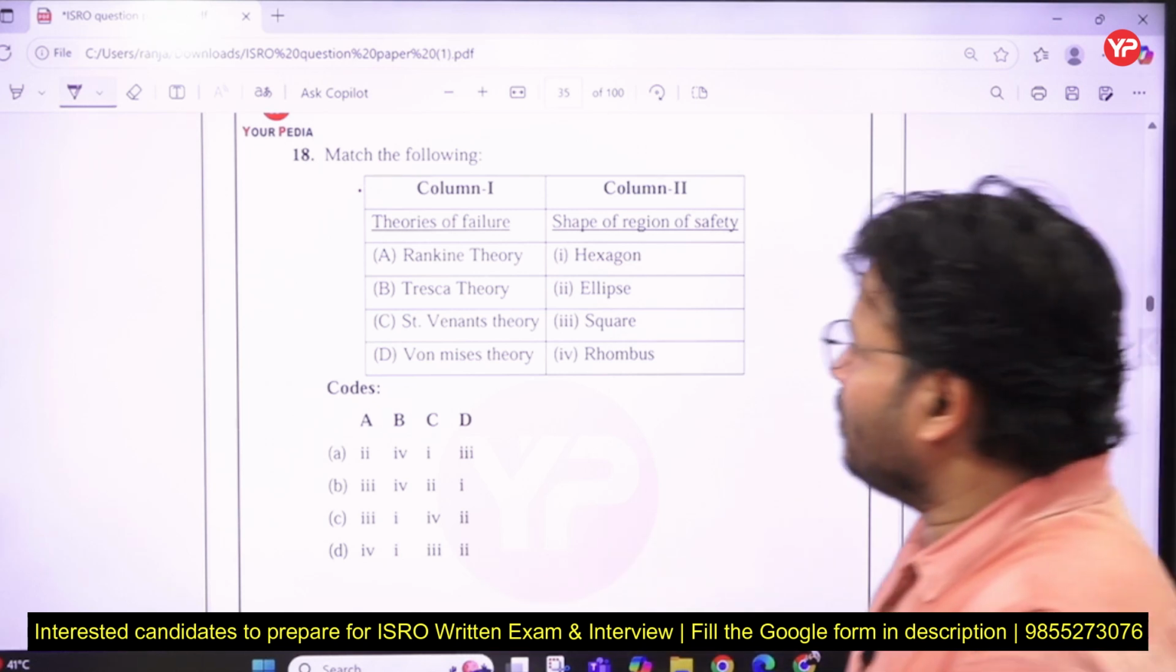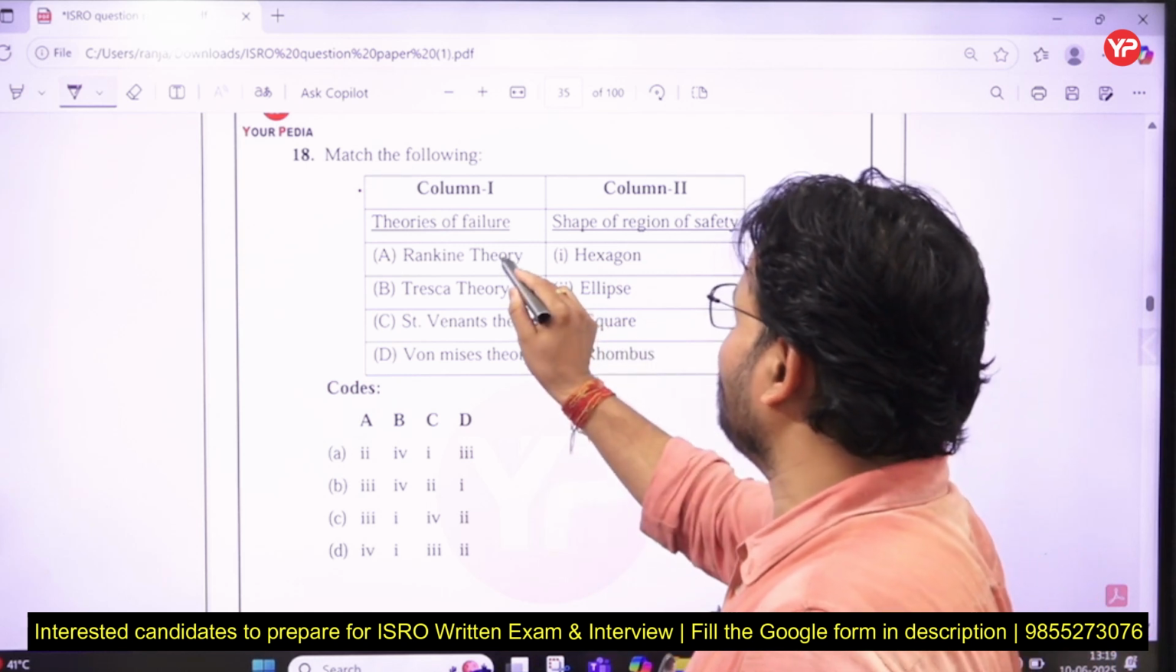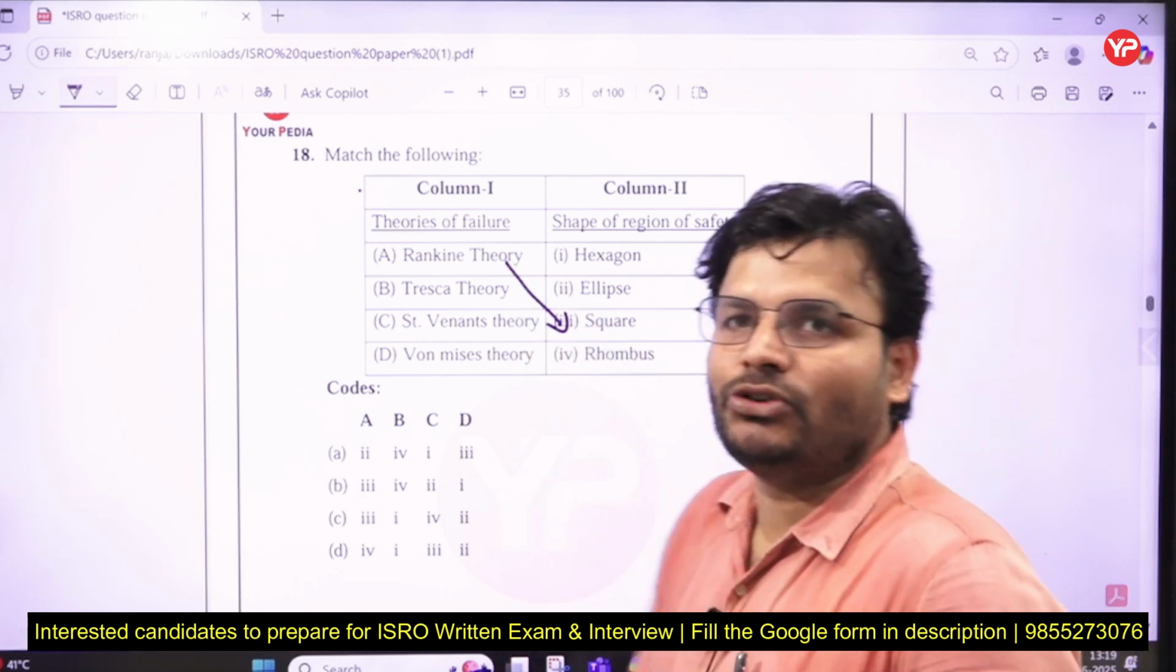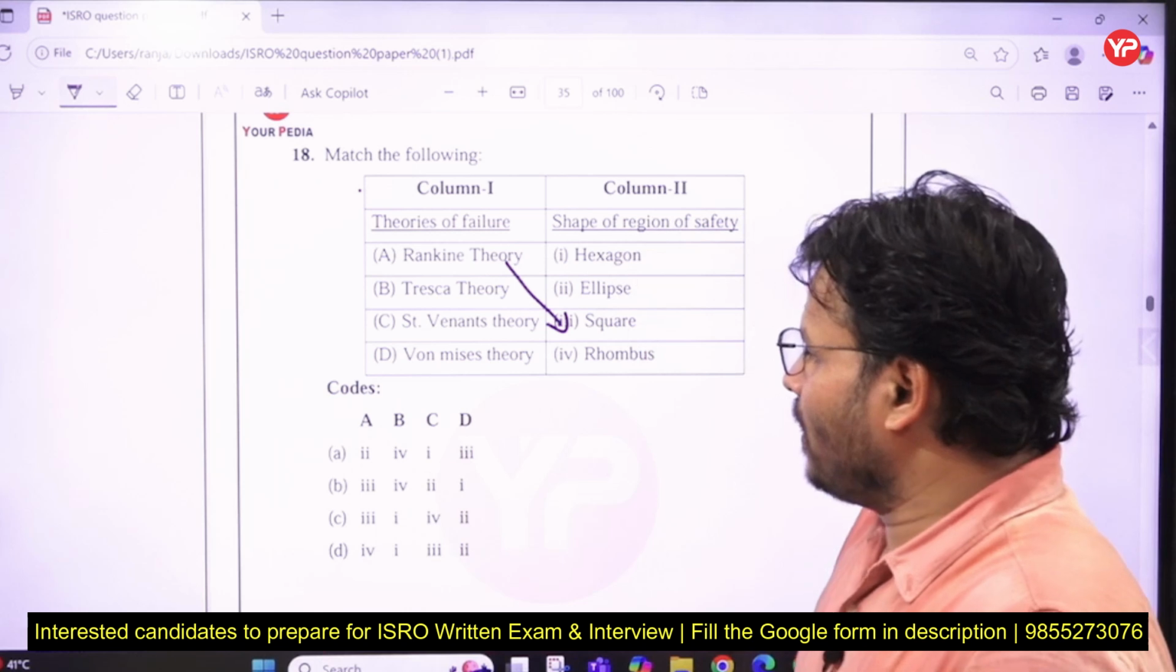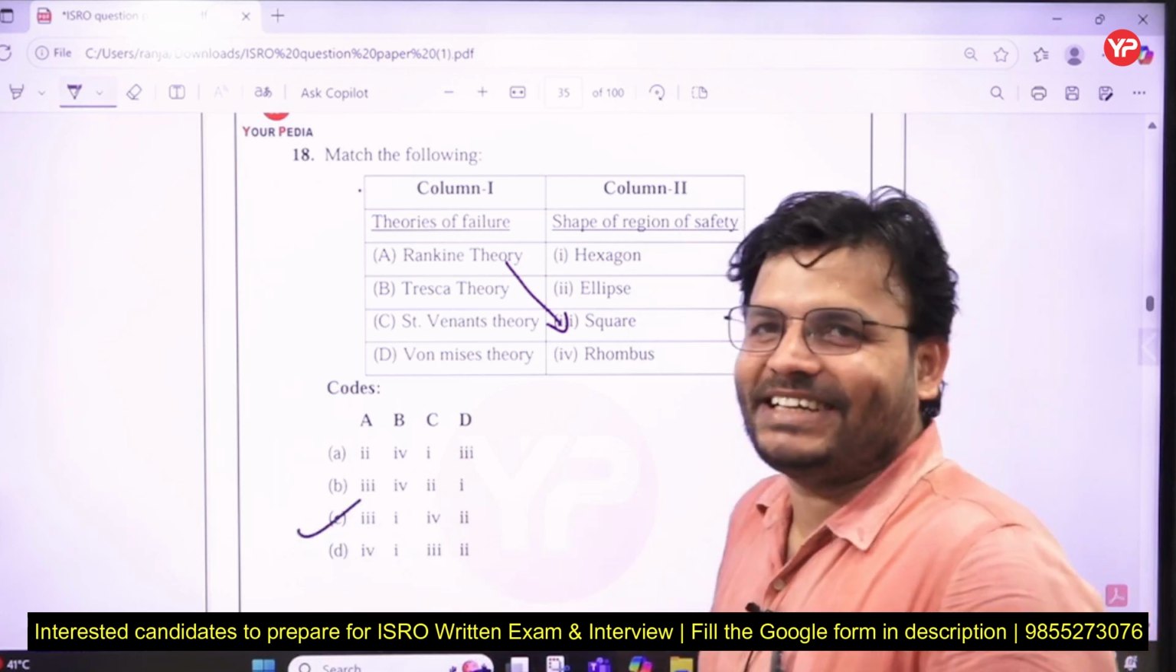If you see what will be Rankine theory, yes sir, Rankine theory will be the square. Now go through the options. Only one option is there, C4 Chennai would be the answer, right?